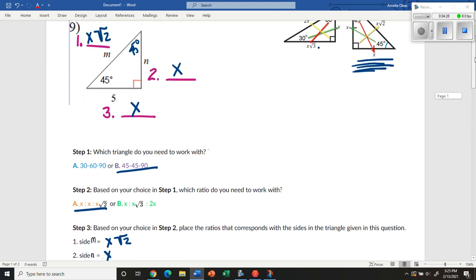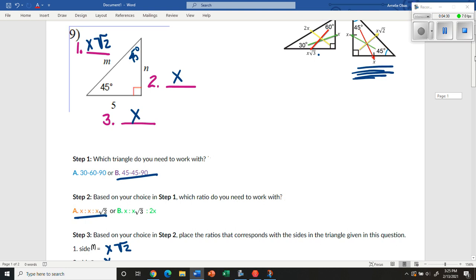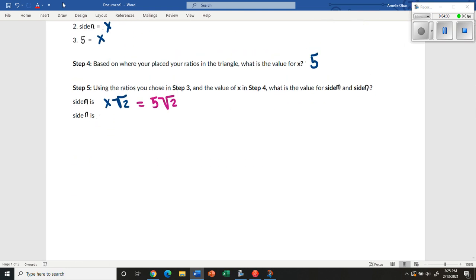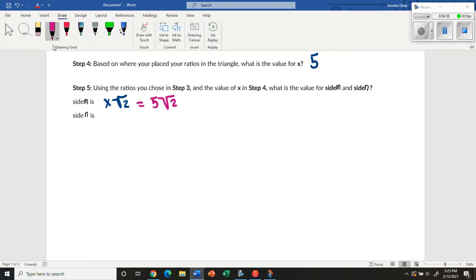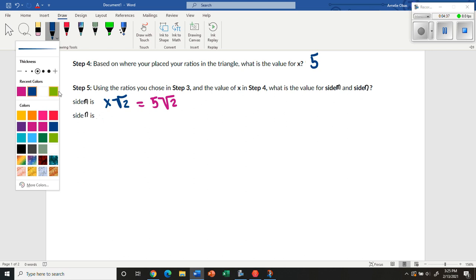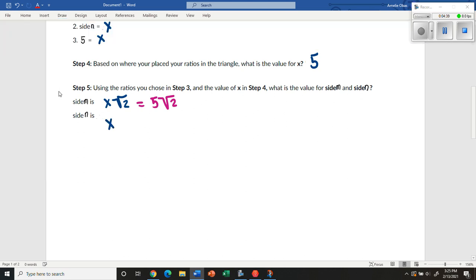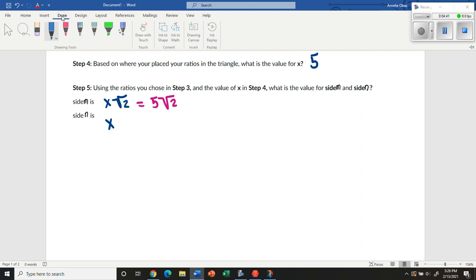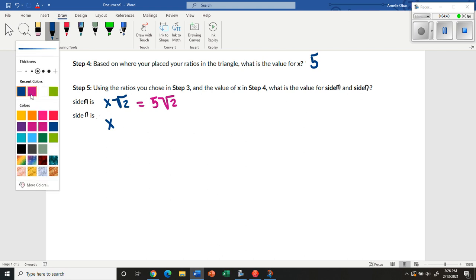Then side N. Let's look back at side N. Side N is x. All right, so whatever we found for x, which was 5, we just use that. It's going to be the same. So it's x equals 5.